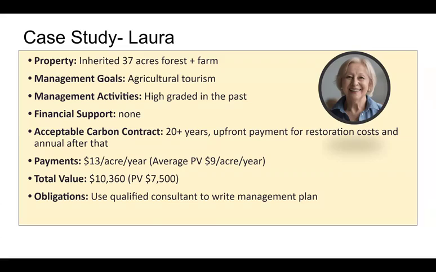That totaled around $10,360, but the present value, what it's really worth today, was closer to $7,500. That number helped her compare this option with others, like investing in agritourism, using a consistent value measure across different timelines. It's important to note this does not include cost. She paid for a consultant to write a management plan and may have had other restoration expenses. So the example here focuses only on the payments, not the full economic picture.